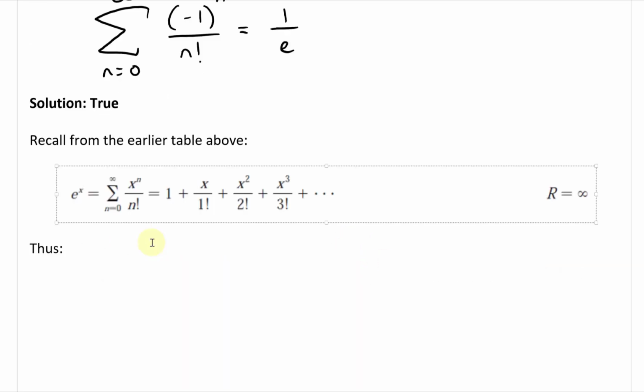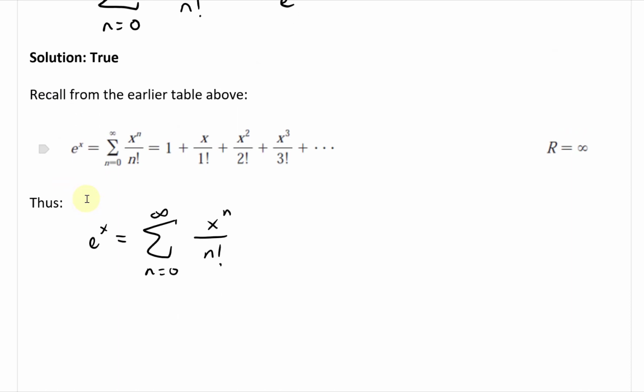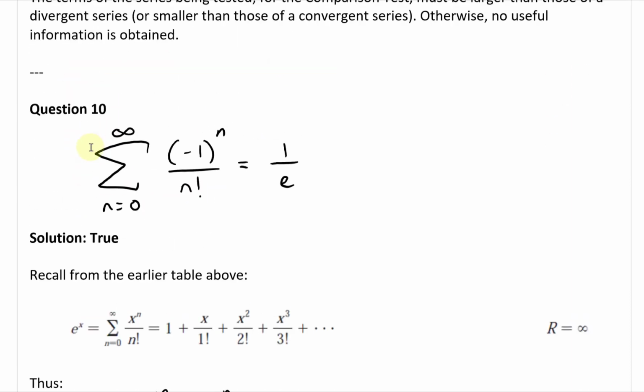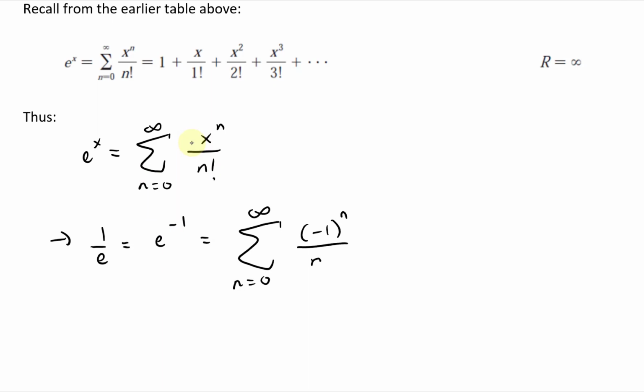Thus, in our case, let's write this down. We have e to the x, and we know this is equal to the summation from n equals 0 to infinity of x to the n divided by n factorial. In our case, we're looking at e to the power of x, and our case is 1 over e. This is the same thing as writing e to the negative 1. So we just replace x with negative 1. This equals the summation from n equals 0 to infinity of negative 1 to the power of n, all over n factorial.